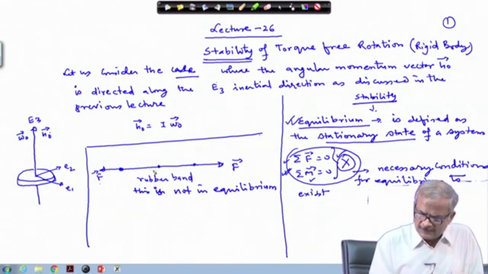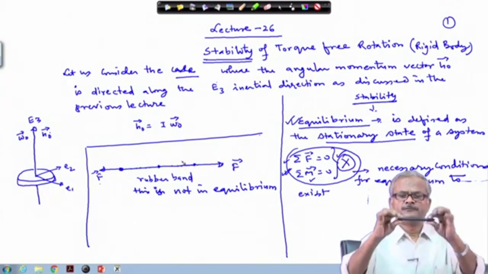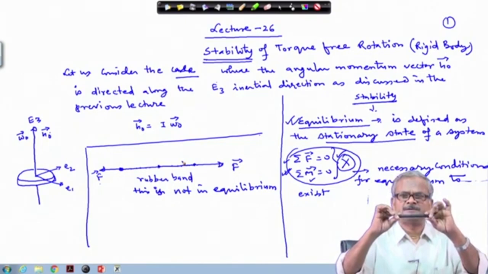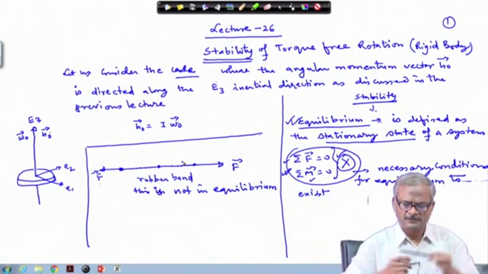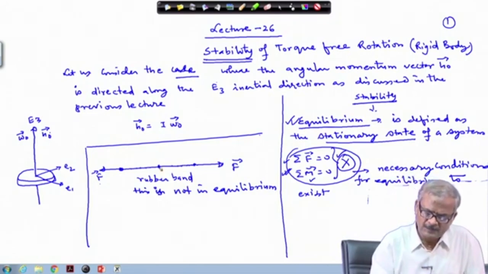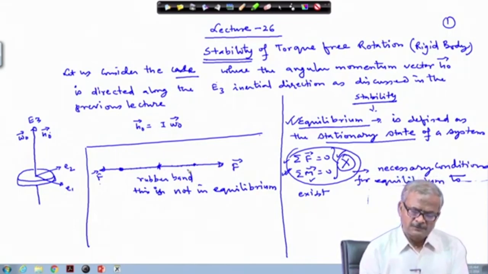So, why is it not in equilibrium? Because you will see that the particles in different places accelerate as you apply the force. If I stretch a rubber band, the particles on it will accelerate on both sides of this point. Therefore, if the particles of this band are accelerating, this simply implies that this is not under the equilibrium condition.